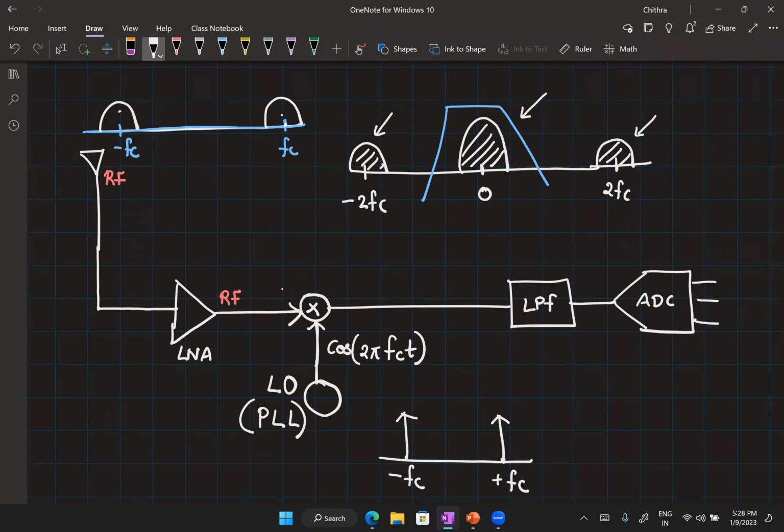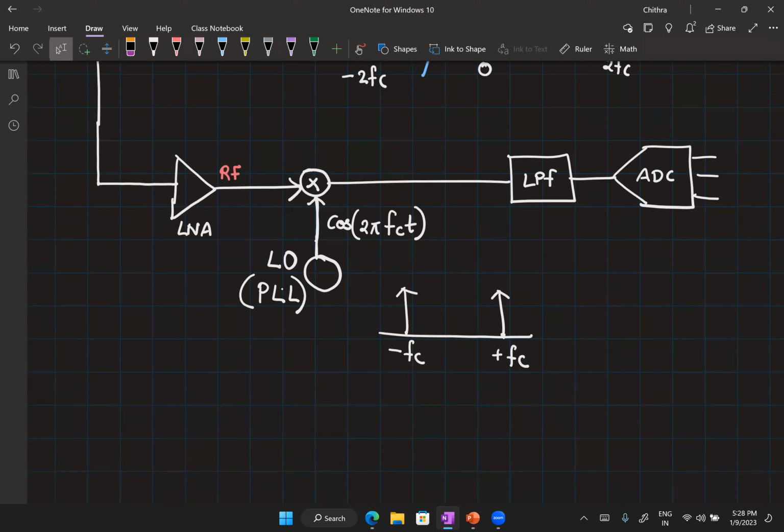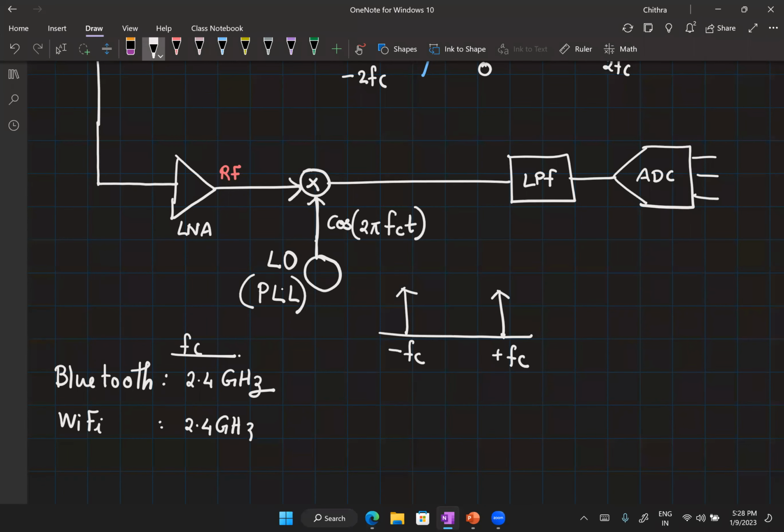Okay. Now let's look at some numbers also. Let's say you are dealing with a Bluetooth receiver. In that case, what would be the value of FC? Any guesses? Yeah. So this is at 2.4 gigahertz. What if this is a Wi-Fi signal? So this is again 2.4 gigahertz. And now we also have a 5 gigahertz signal. So the carrier frequency, the value of FC, is going to be 2.4 gigahertz or 5 gigahertz.